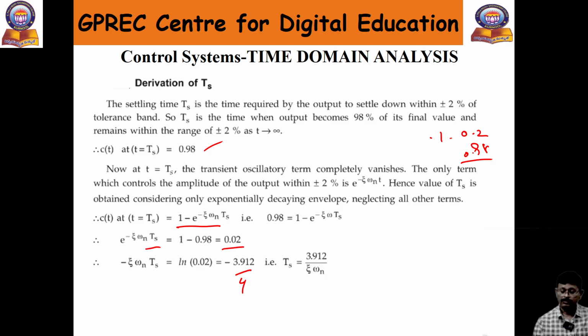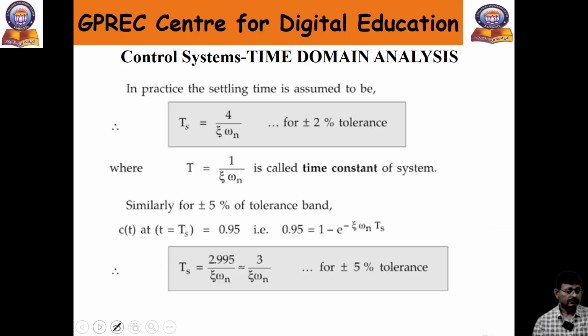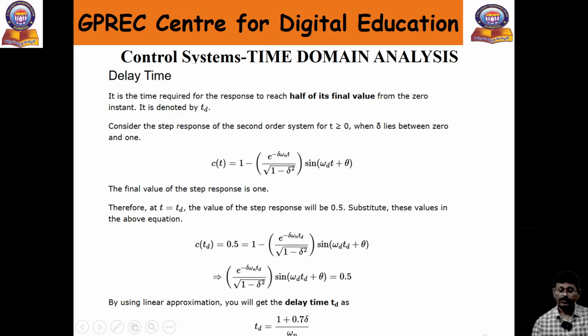Okay, very simple, right? Then apply similarly, same thing for the next value, plus or minus 5%. You get 3 by zeta omega n. Okay, very simple here. So ts equals 4 by zeta omega n, ts equals 3 by zeta omega n, for 2% tolerance or 5% tolerance. Okay, for 5%, 0.95 you will get here. Okay, substitute in the main equation, you get this value, right? So this is the way to find out the value.